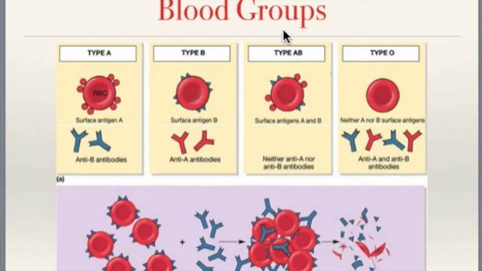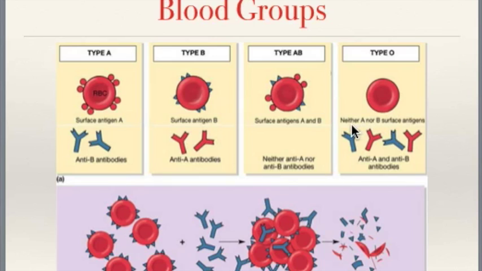Okay? Type AB, all right? Type AB is known as the universal recipient, meaning that they can accept any other blood type. They can accept type A blood, they can accept type B blood, and they can accept type O blood. And that's because they have no antibodies. They have no antibodies that will attack the antigens on any of these cell types.